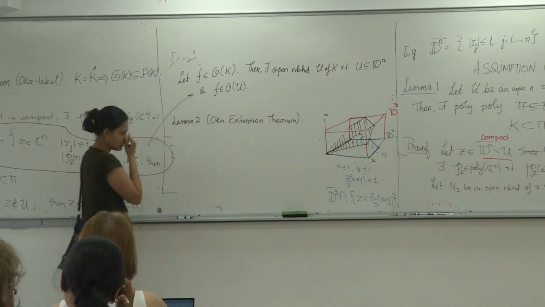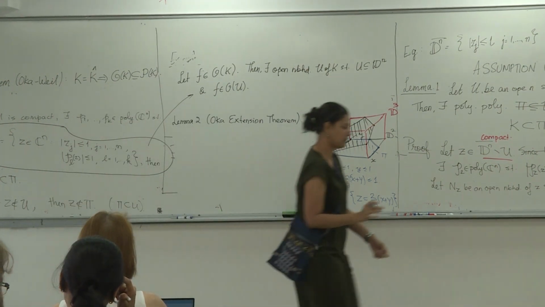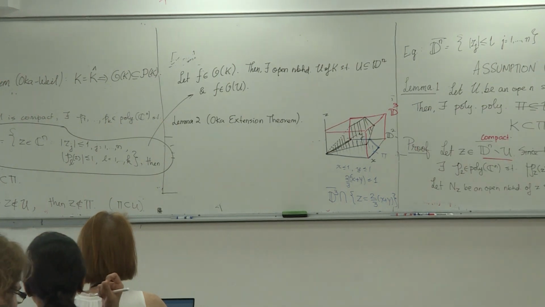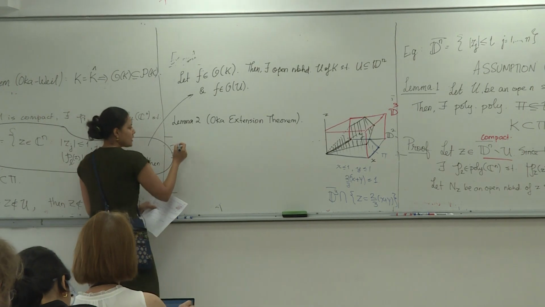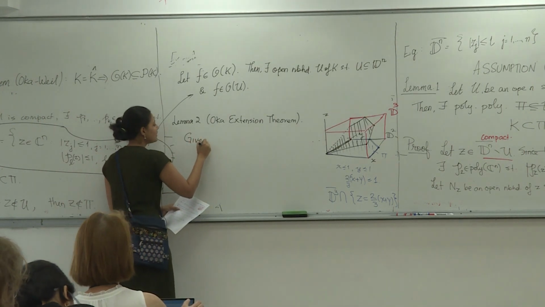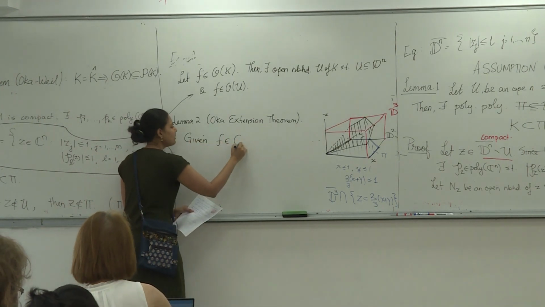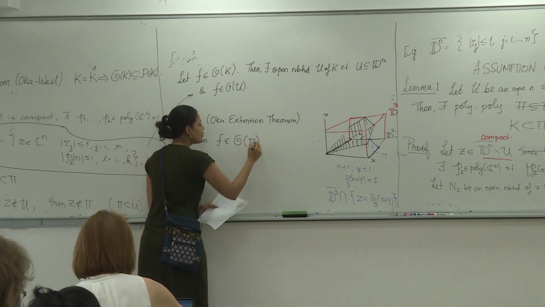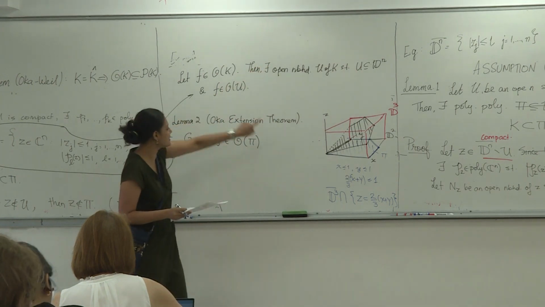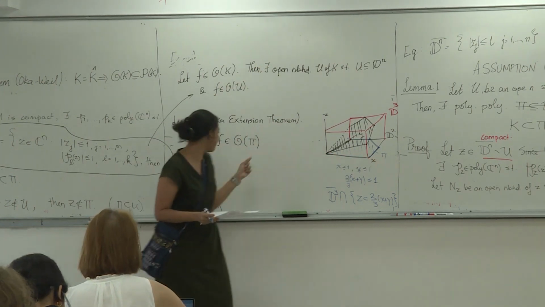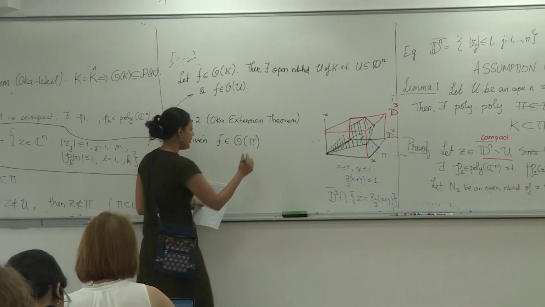Okay, so how do I want to say this correctly? I may not have even set up all the objects. Okay, so given f which is holomorphic in pi. So remember f is in fact holomorphic in U. U contains this compact set pi. So f is really a holomorphic function in pi.